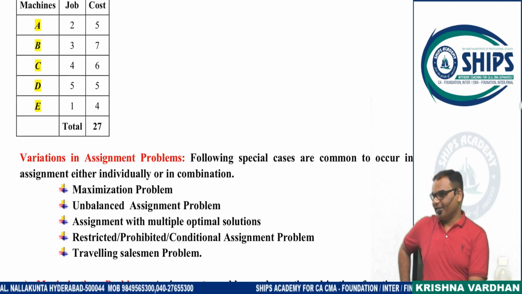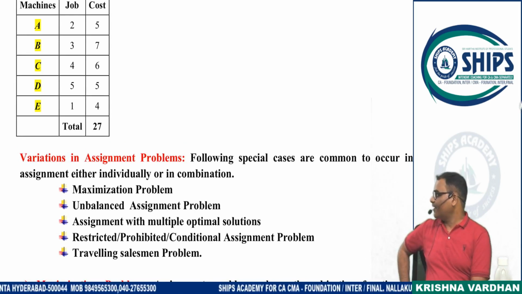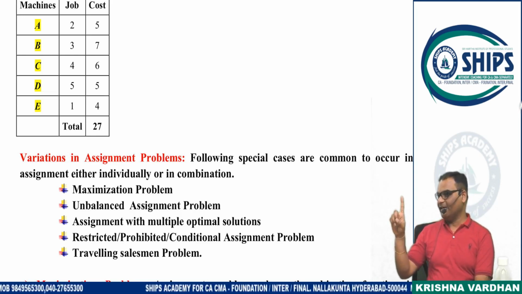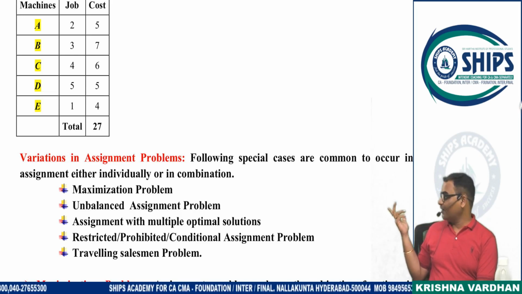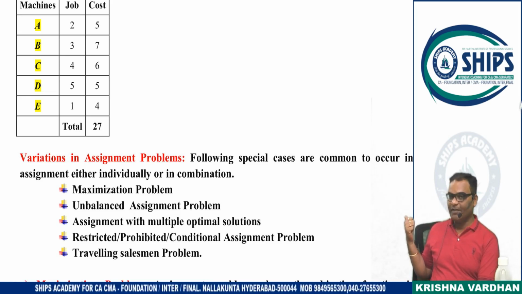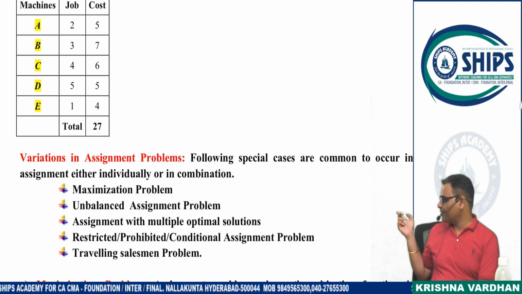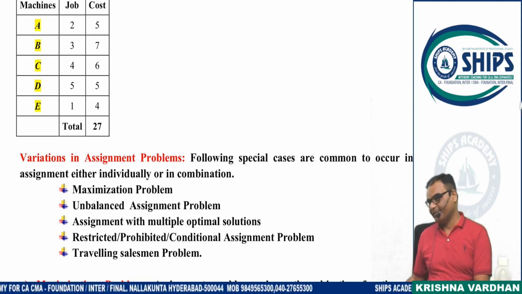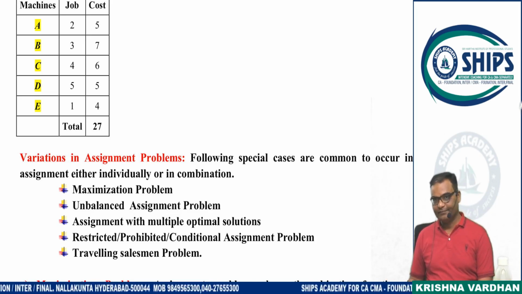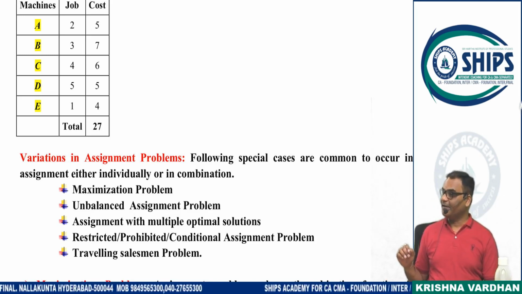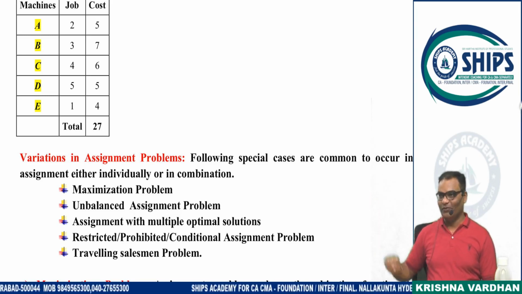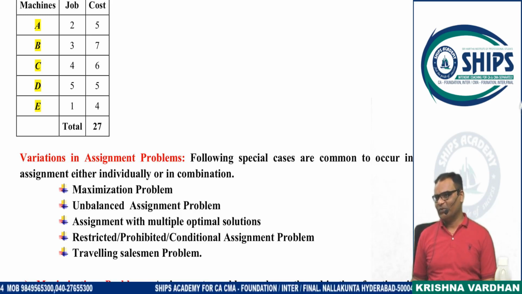This also can be a theory question again. What are the variations in assignment problem? Variations are nothing but types. What are the different types? We have learnt only one type now, the Hungarian method. What are the other types? Maximization case, unbalanced case, assignment with multiple optimal, restricted, prohibited, conditional assignment problem, and traveling salesman problem. If you are able to cover all this, the topic will be done. But the good part is, if you know the Hungarian method, you will know 90% of all this. Little variations only.